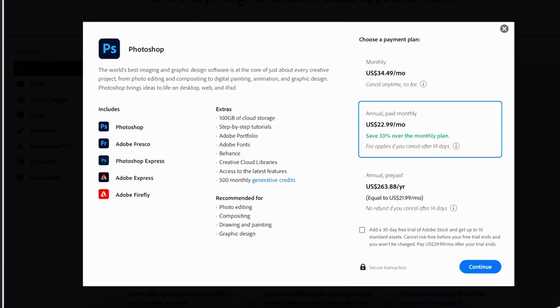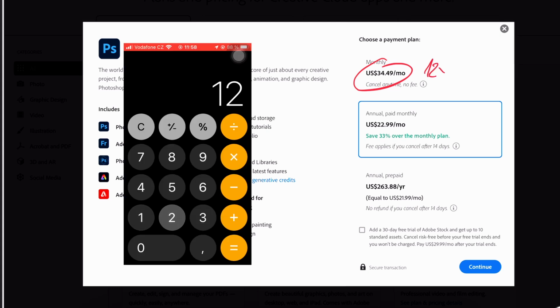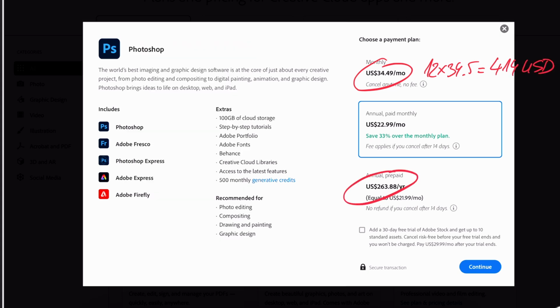So let's dive into the numbers to see if it's really a big financial problem for the user or not. Let's look at the monthly plan first. It's $34.50 per month. If we multiply that together, it's going to be $414. Compare that with the annual one. The annual one is around $264.